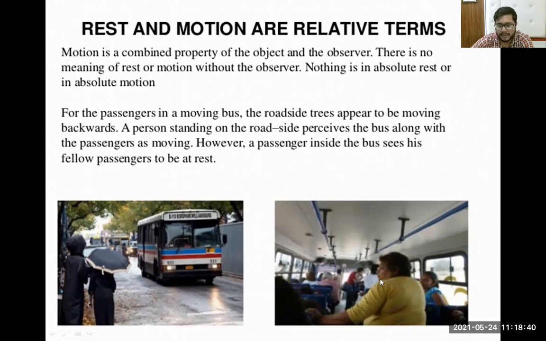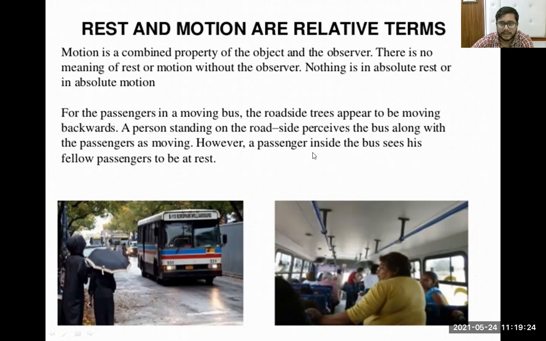When the person is looking outside the bus, the trees, the road, and the persons outside appear to be moving. The person inside the bus will observe that those trees and persons are moving in the backward direction. A person standing on the roadside observes the bus along with the passenger as moving. So a person standing outside the bus will observe that the bus, as well as the person inside the bus, are moving in the forward direction.